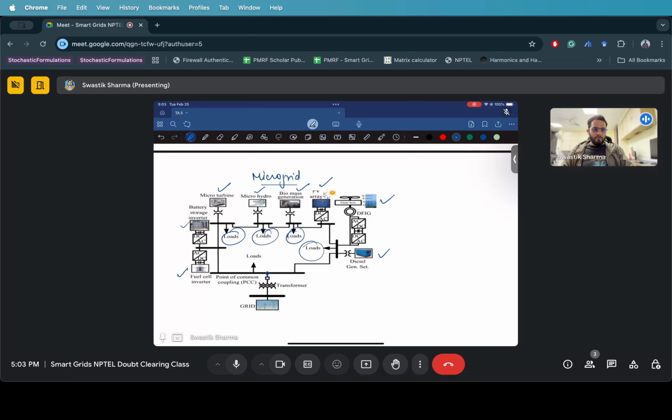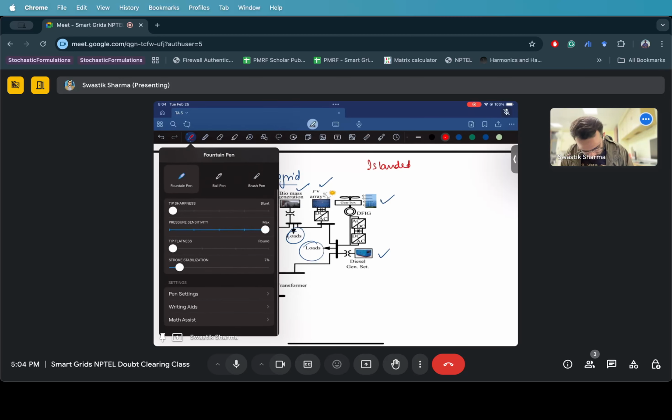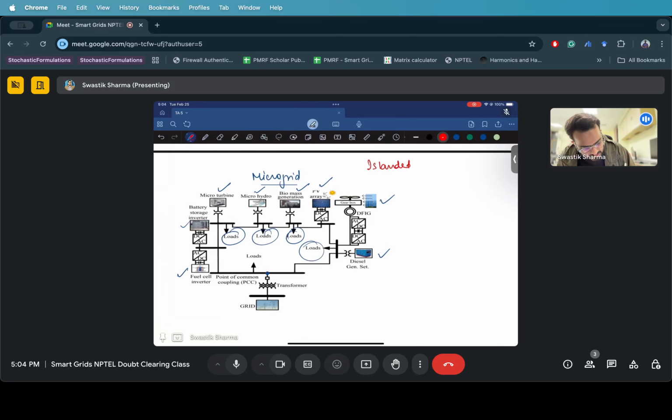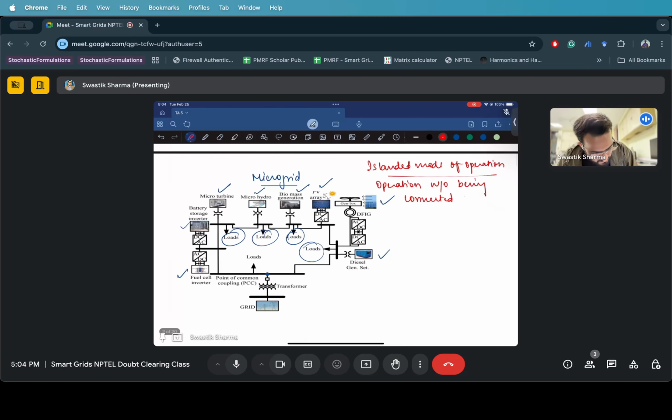This kind of operation is generally called the islanded mode of operation. So what is islanded mode? Islanded mode of operation is nothing but operation without being connected to the main grid. So why is that? Why would you want to sustain yourself without the main grid?